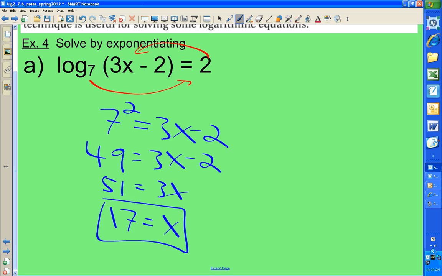So when you have a log equation like this, definition of a log will get you out of jail. You'll see in a minute that they won't always look like this, so you might have to do some manipulating to get it to look this way. Everybody good here? Before we go to the next example?